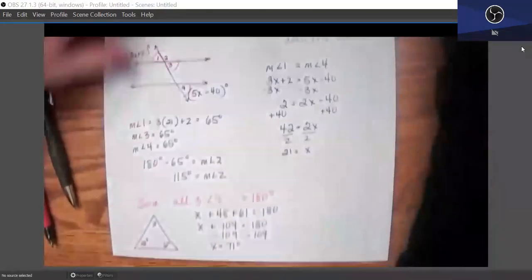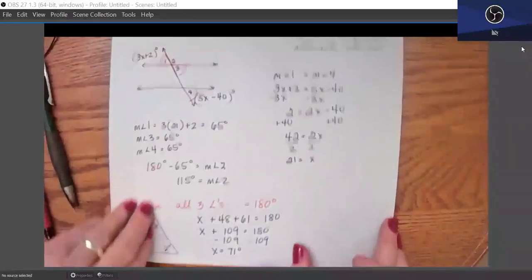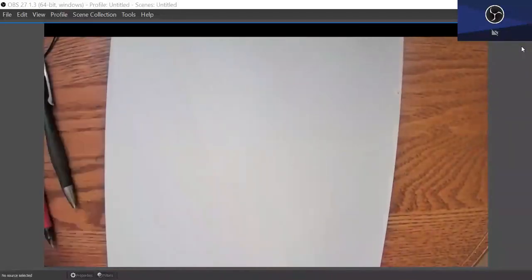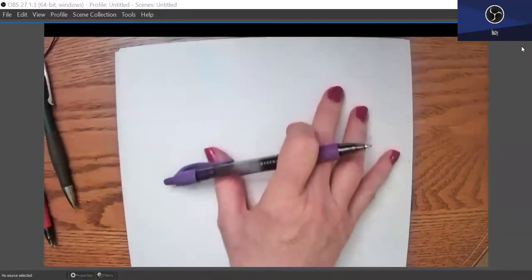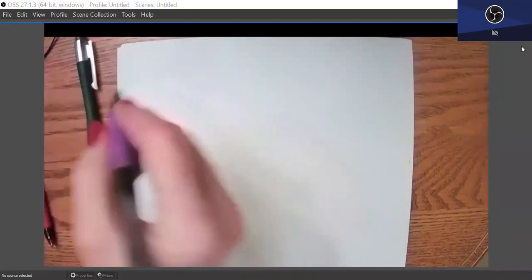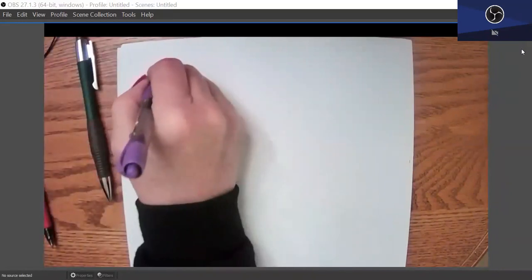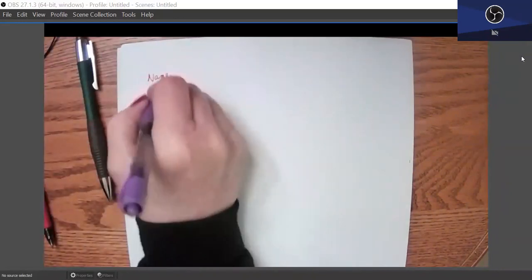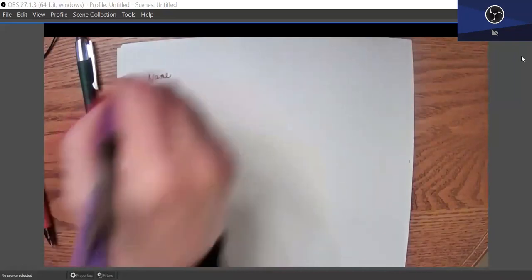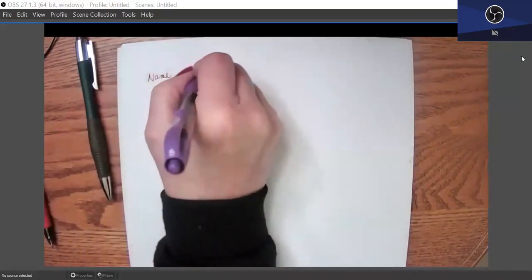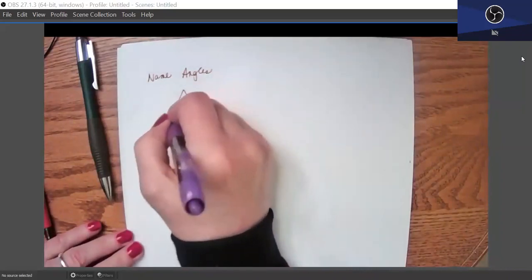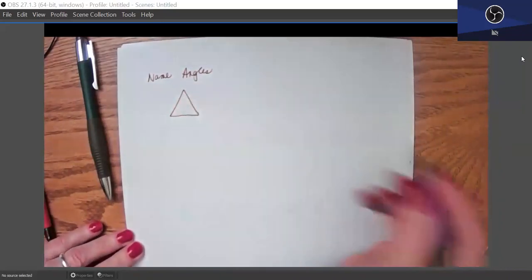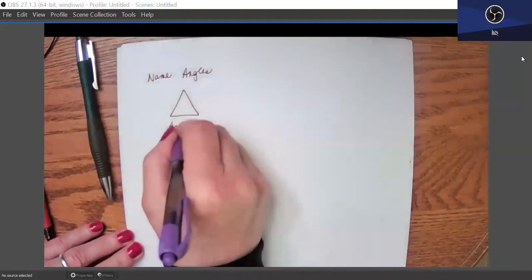Now the sum of all the angles of a triangle will always equal 180 degrees. But triangles do fall into different categories. They have different types of names. First of all, the type of a triangle, or the name for the type of triangle, can be based on the angles. If all three angles are less than 90 degrees, that would be called an acute triangle.